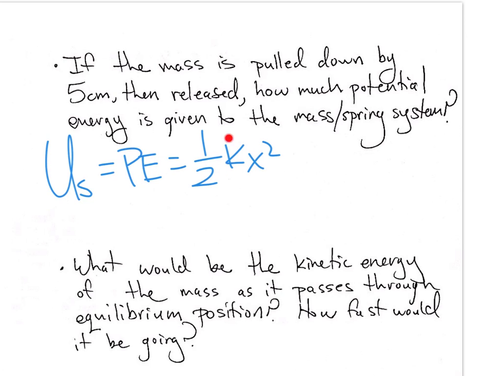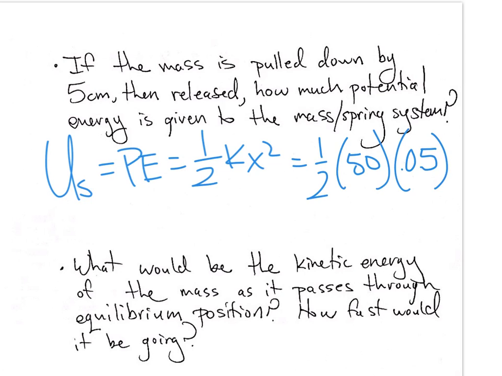So again, this is the springiness of the spring. This is the displacement from equilibrium. Let's make sure we get the units correct. So we have 1/2, and our spring constant is 50. X, displacement from equilibrium, 0.05. So 5 centimeters, 0.05 meters.